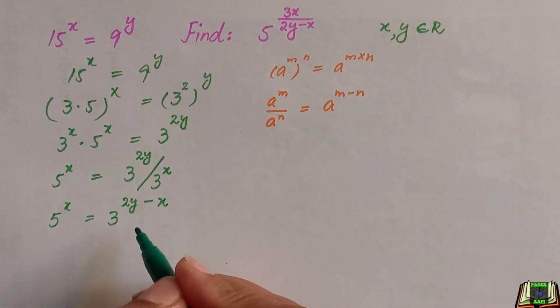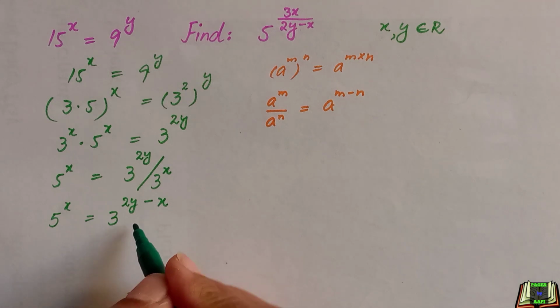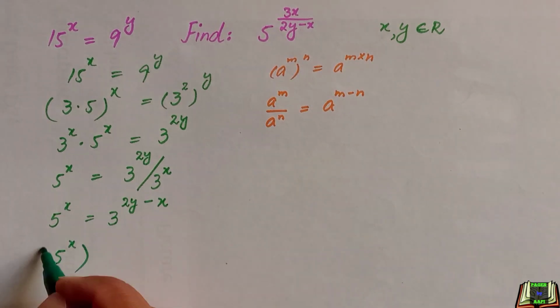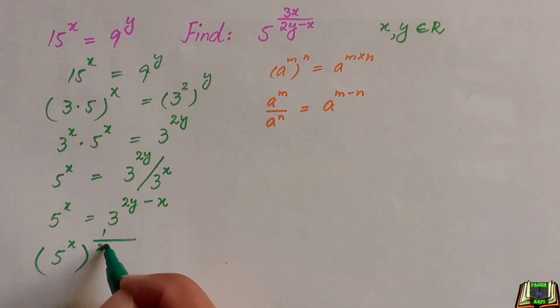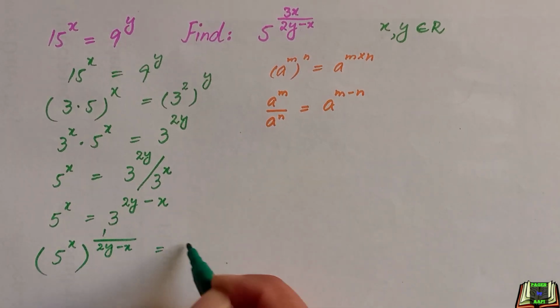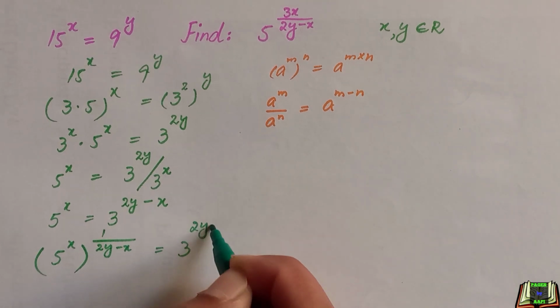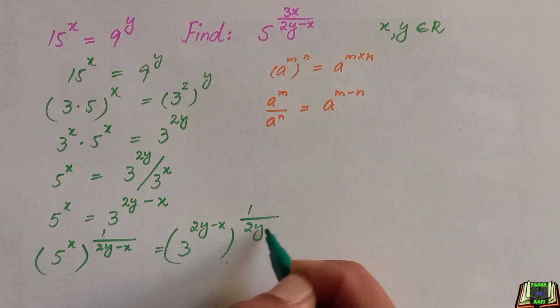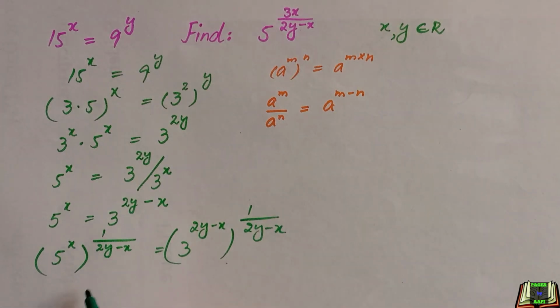At this step, we are going to raise both sides to the power 1 over 2y minus x. 1 over 2y minus x, and this 3 raised to power 2y minus x, to the power 1 over 2y minus x. The left hand side can be written as 5 raised to power x, x times 1 is x, divided by 2y minus x, is equal to this, and this will be crossed out, equals 3.